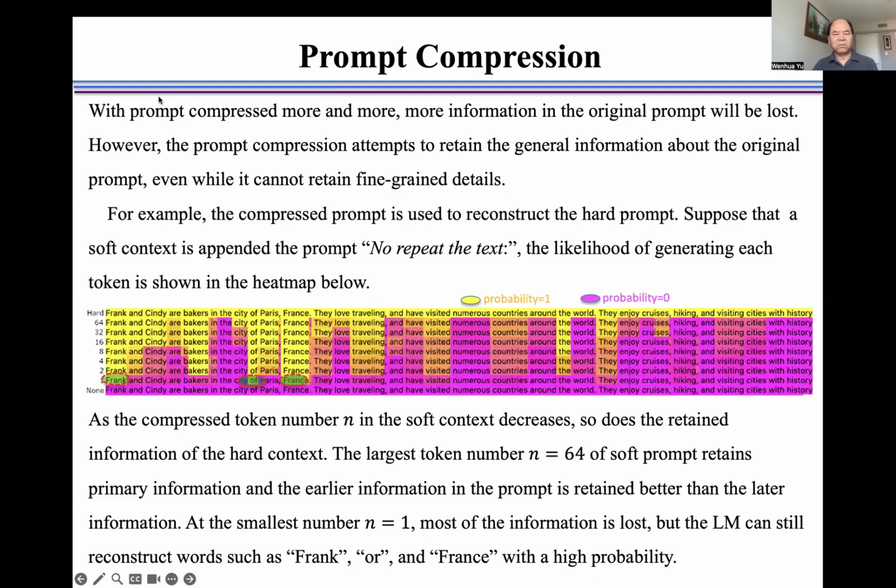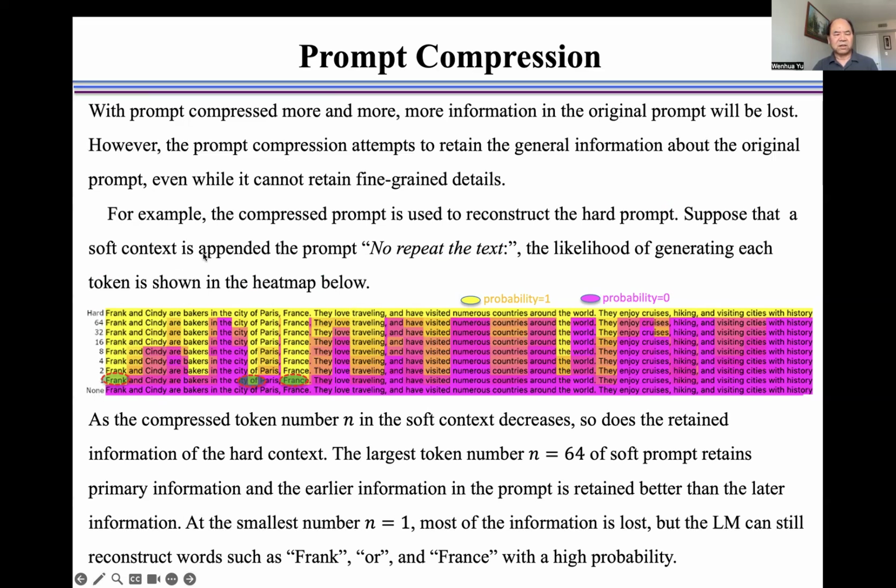With the prompt compressed more and more, more information in the original prompt will be lost. However, prompt compression attempts to retain the general information about the original prompt, even while it cannot retain fine-grained details. For example, the compressed prompt is used to reconstruct the hard prompt, as shown here. The first line is a hard prompt. From here is the soft prompt with different compressed token numbers from 64 to 1 and no prompt at all.